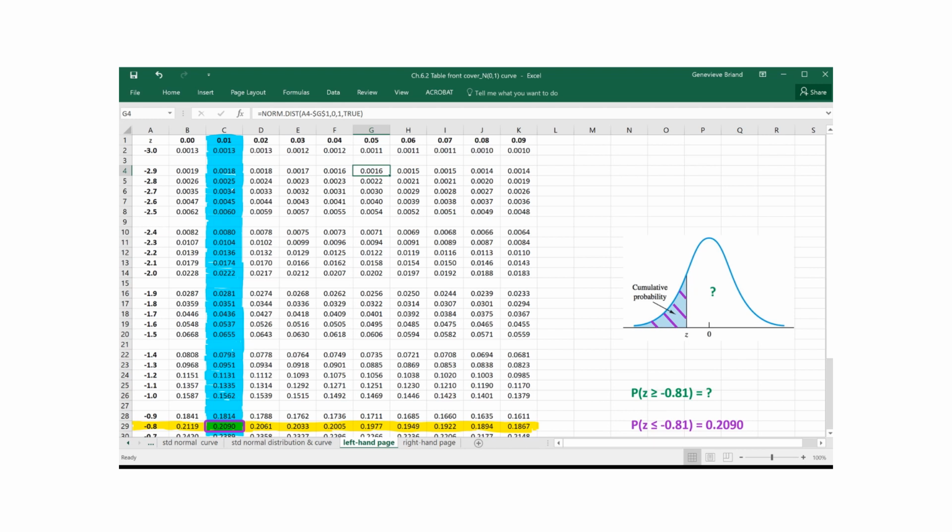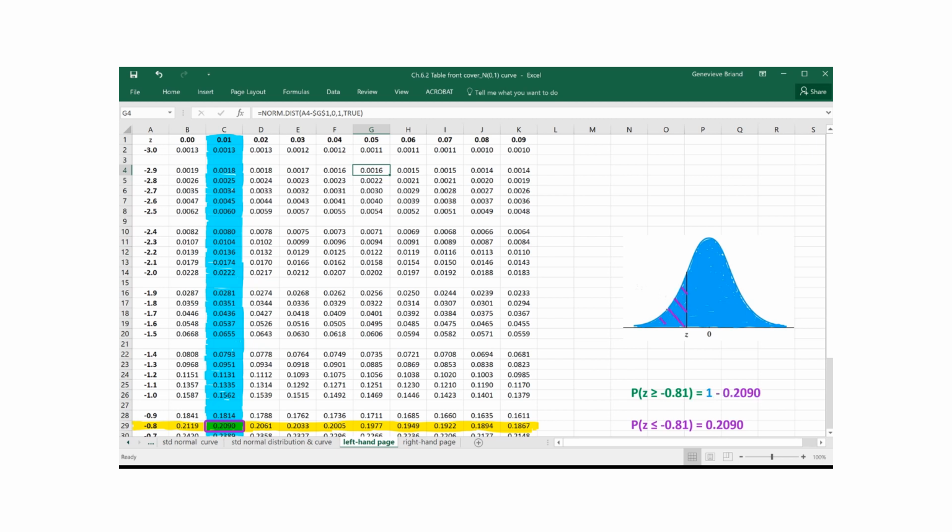Now how about the probability that z is greater than or equal to minus 0.81? Because the whole area under the curve in blue represents the total probability of getting all possible values, or 1, we can take 1 and subtract from it the probability that z is less than minus 0.81 to get the probability we were looking for, that z is greater than or equal to minus 0.81.